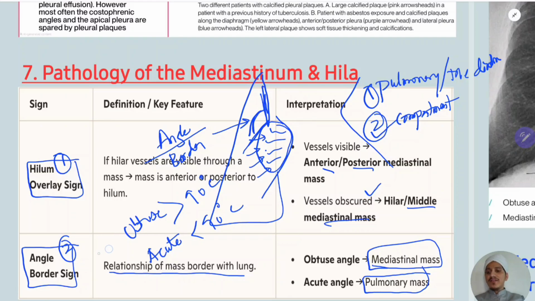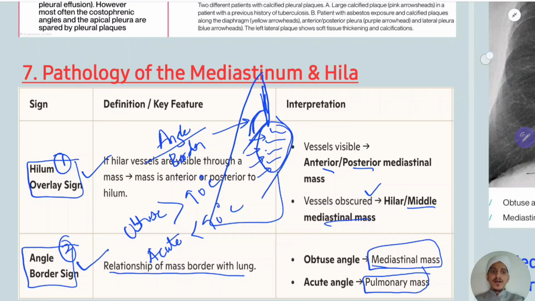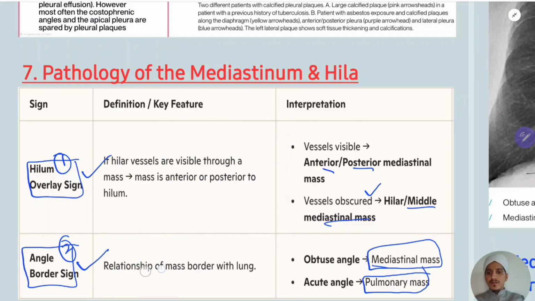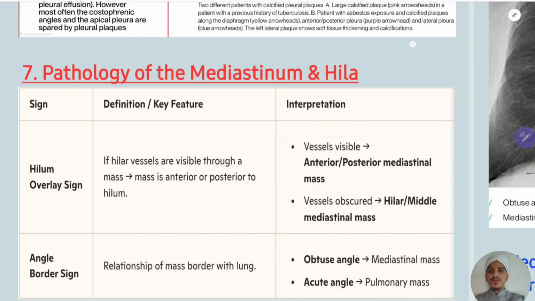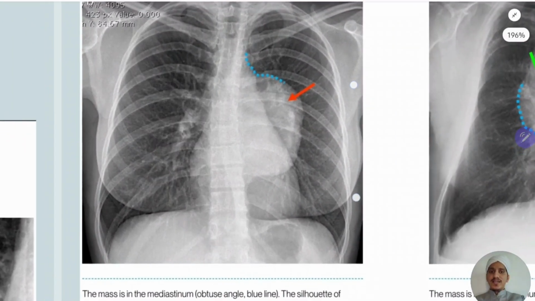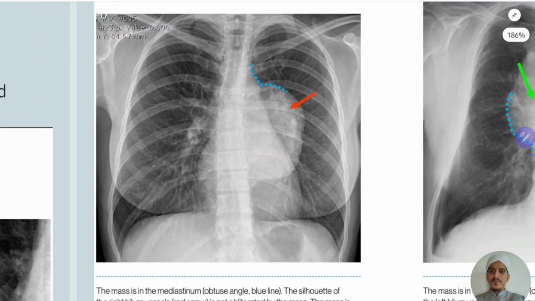So angle border sign will say whether it is a pulmonary mass or not, and hilum overlay sign will say in which compartment the mass lies. Okay, so that's about the theoretical part. Now we will see the practical part, meaning the chest X-rays. So you see this X-ray. Step by step we will analyze this X-ray.